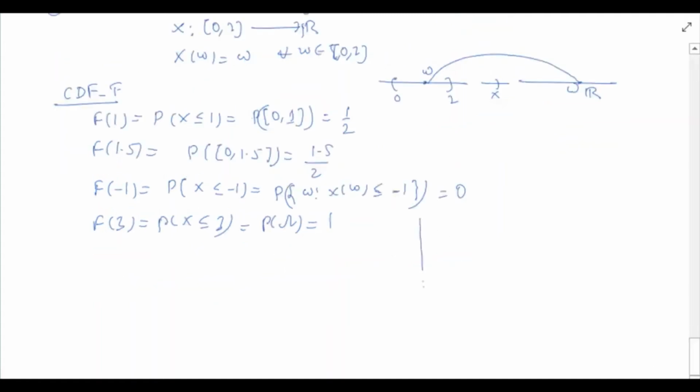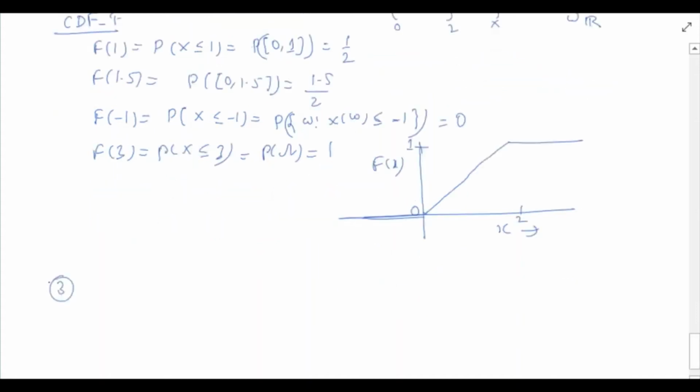In fact, it can be seen that the cumulative distribution function F in this case looks as follows. It is a ramp function between 0 and 2. It starts at 0, it ends up at 1. It's a flat line outside this interval. Let's see yet another example.